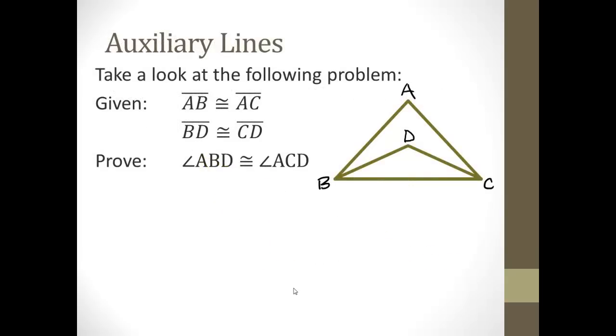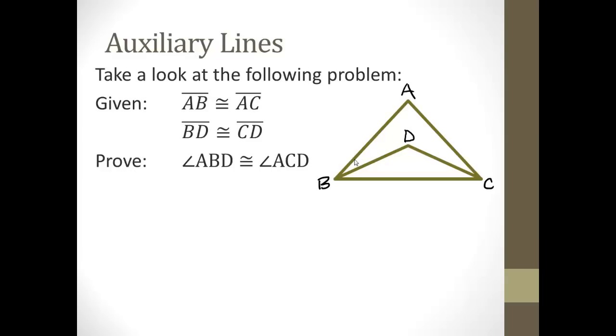All right, now auxiliary lines. You're not going to be using this a whole lot, but it is good to know. So if we took a look at the following problem, we're given that segment AB is congruent to segment AC. We're given that segment BD is congruent to segment CD, and we would need to prove that angle ABD is congruent to angle ACD.